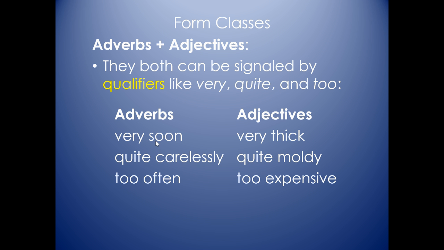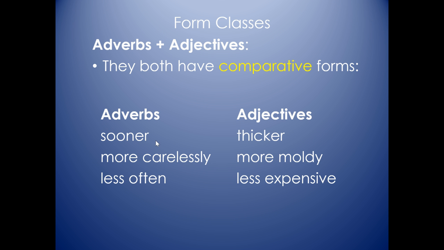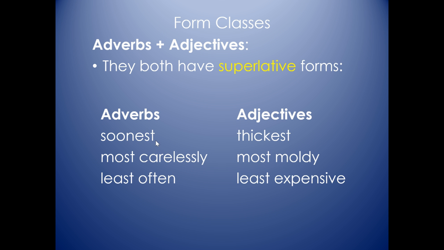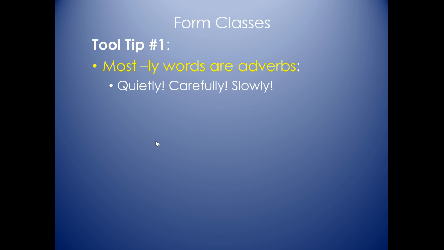So that doesn't really help us figure out which one it is. They both have comparative forms, like adding the word er or more or less to it. So I could say sooner or thicker, more carelessly, more moldy, less often, less expensive. So that doesn't help us either. Superlative forms. This is adding an est or the word most or least: soonest, thickest, most carelessly, most moldy, least often, least expensive. Once again, both adjectives and adverbs seem to change the same way, and so we've got to figure out a way to kind of separate them.